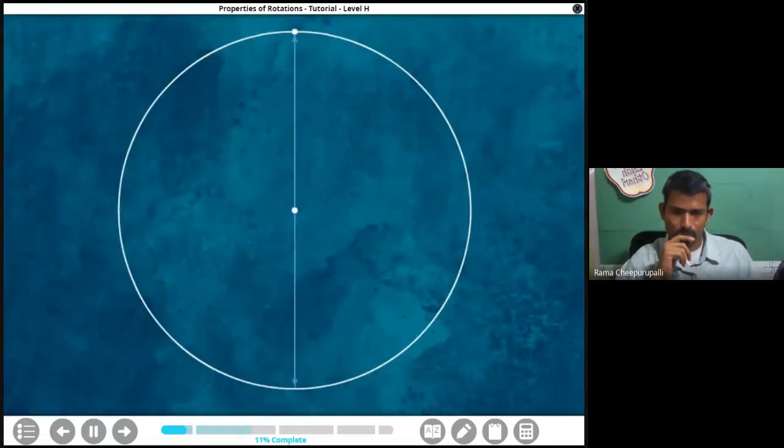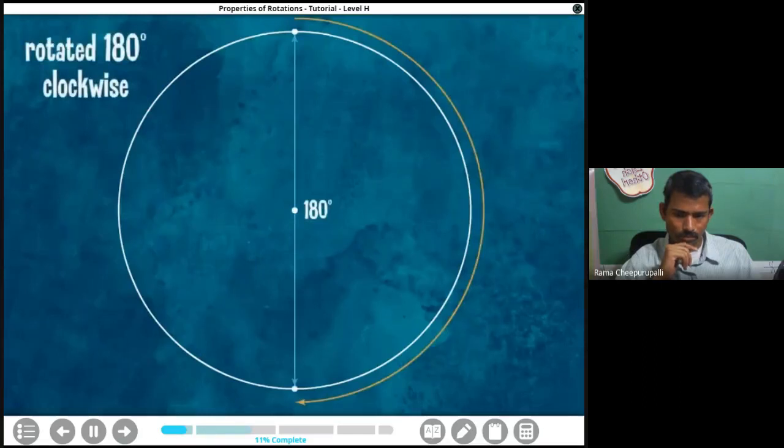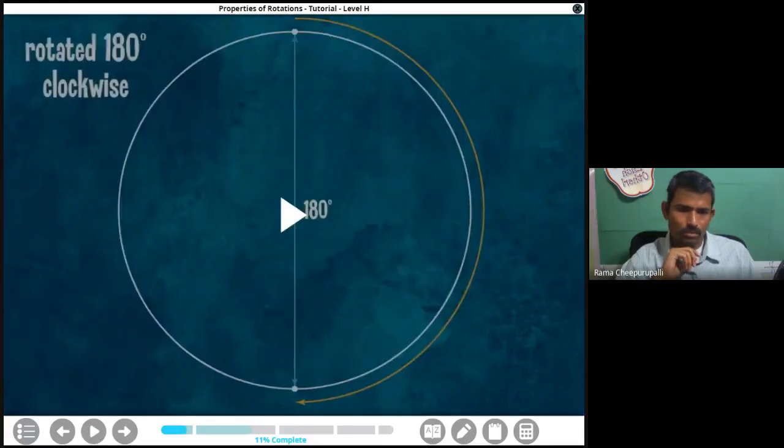A half turn around the circle is 180 degrees, and the angle of rotation is 180 degrees. Half a turn is 180 degrees. Okay, please write it down. Half a turn is 180 degrees.